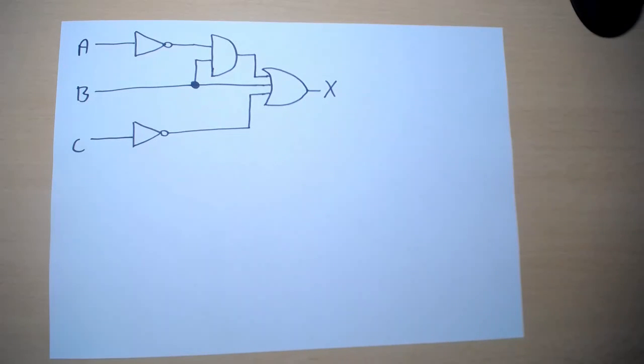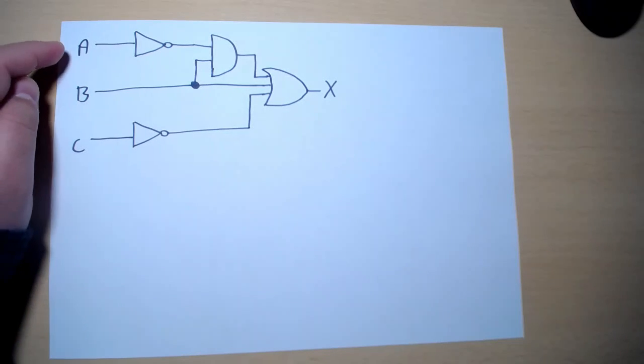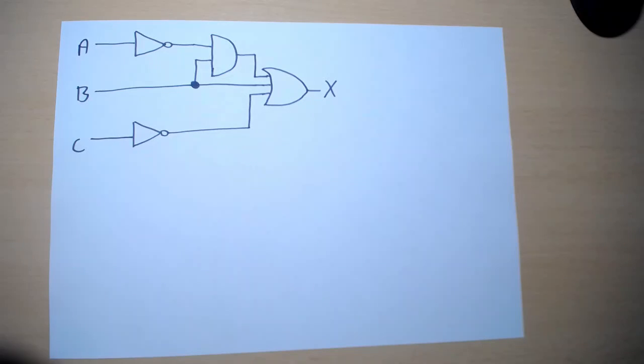This is another example where we are given a logic circuit and we have to come up with its truth table and Boolean expression. However, there's a difference here: now we have 3 inputs and not the usual 2. Therefore, the number of input combinations is going to increase from 4 to 8. There's a trick to how to write down the input combinations in order.